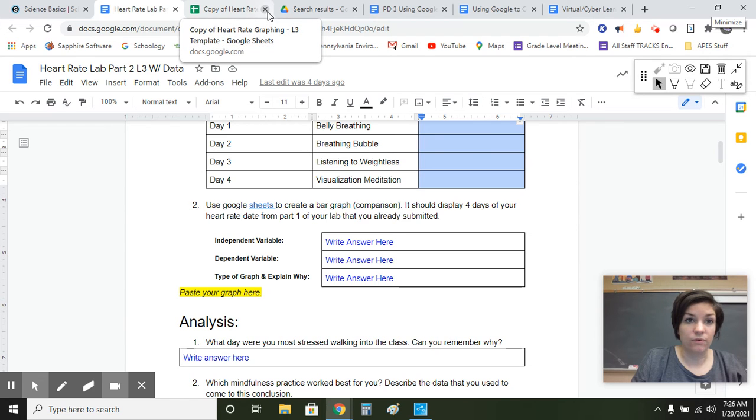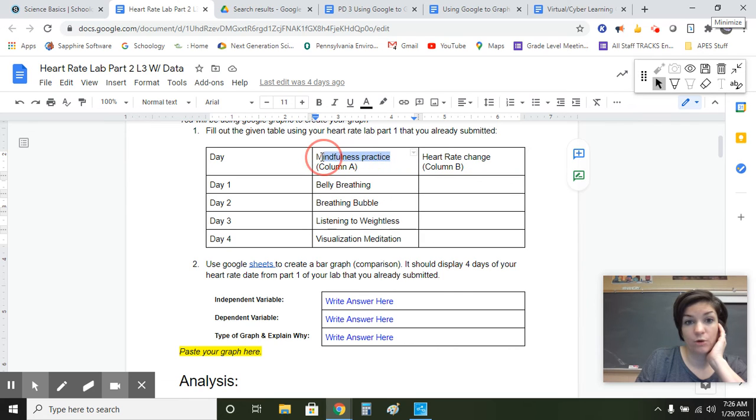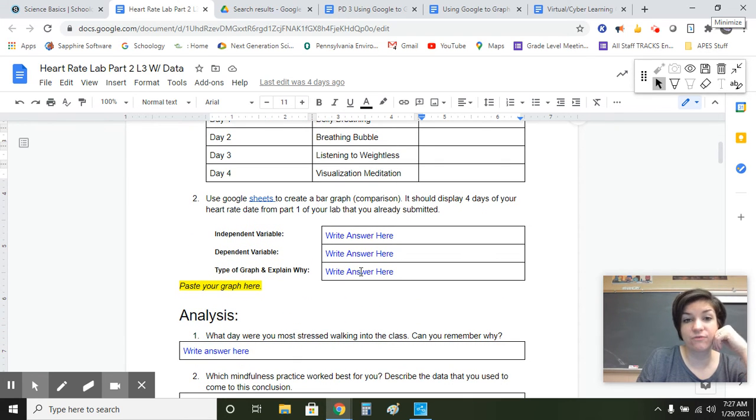Your independent variable, I just want to remind you that your independent variable is going to be what we change every day. So you're going to write down what we changed every day as your independent variable. Your dependent variable is what we measured to see if the mindfulness activity worked. And then you're going to tell me what type of graph, which you already saw, and why we might use that. The why is going to be big here. If you don't explain why we're using the bar graph that shows up, which, hint, hint, look in your notes, it'll give you the answer.